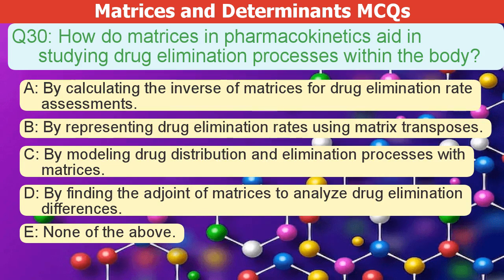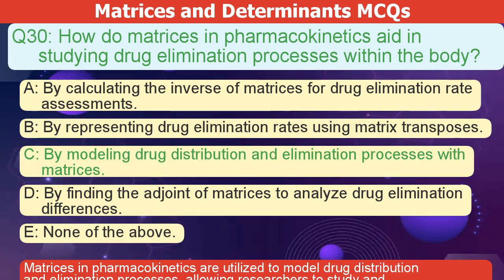How do matrices in pharmacokinetics help us study how drugs leave the body? A. By calculating matrix inverses to assess drug elimination rates. B. By using matrix transposes to represent drug elimination rates. C. By modeling drug distribution and elimination using matrices. D. By finding matrix adjoints to analyze drug elimination differences. E. None of the above.